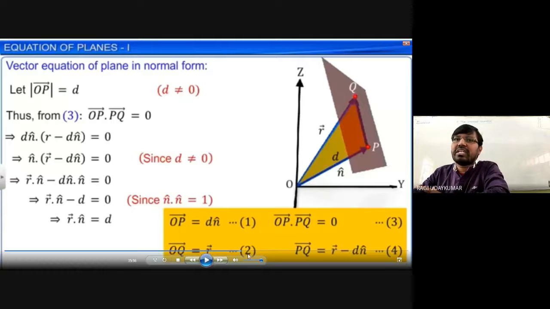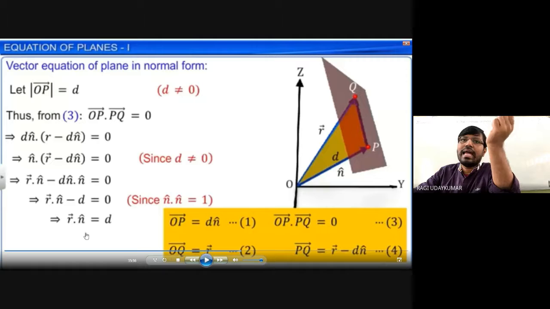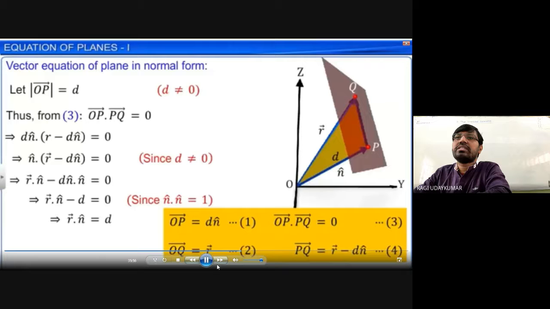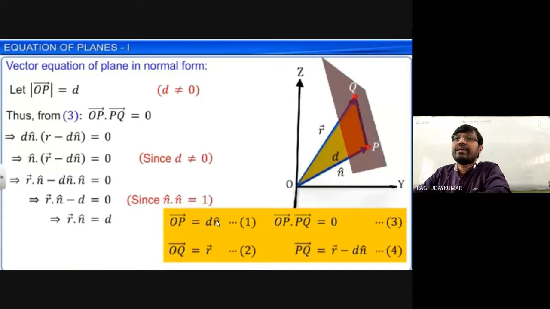So the position vector of any point in the plane is R bar, n cap is the normal to the plane, and D is the distance. D is taken as the distance when the vector is given to you in the normal form, that is, when it is a unit vector. While solving problems you can easily understand this. So this is our vector equation.